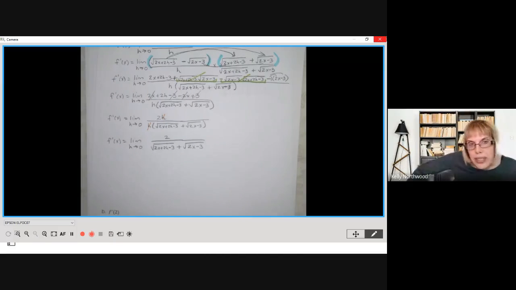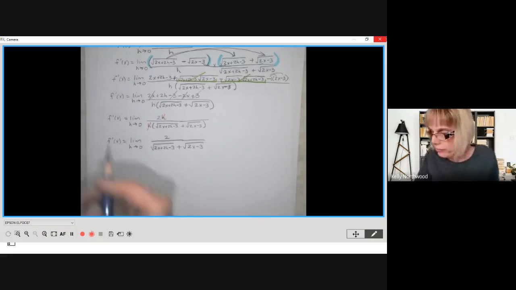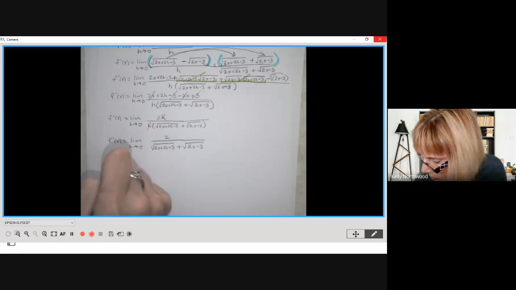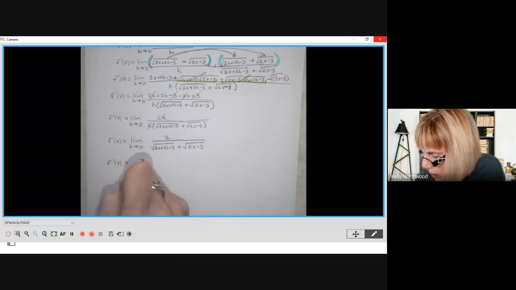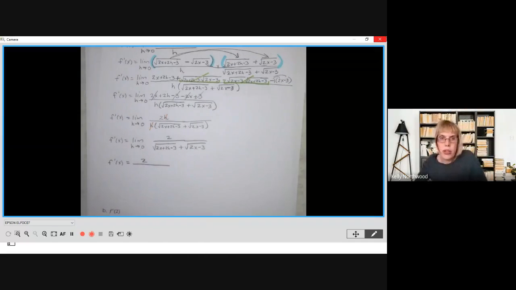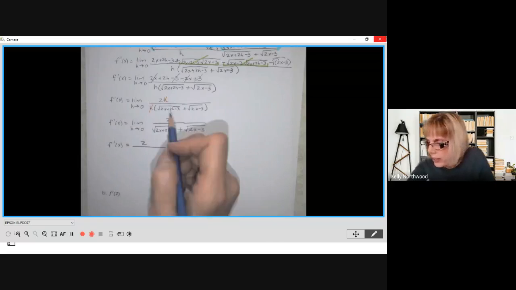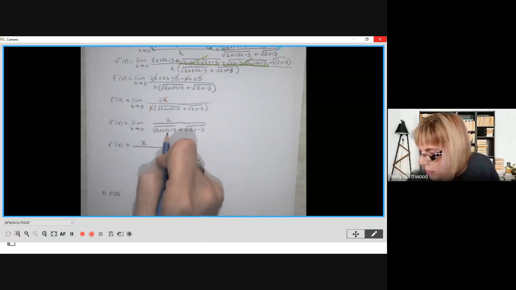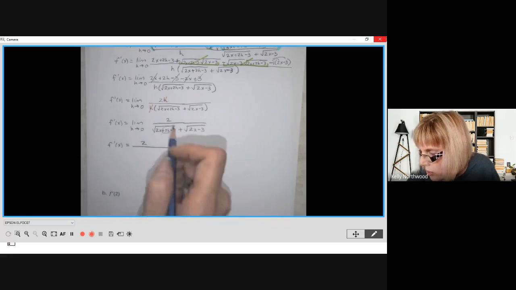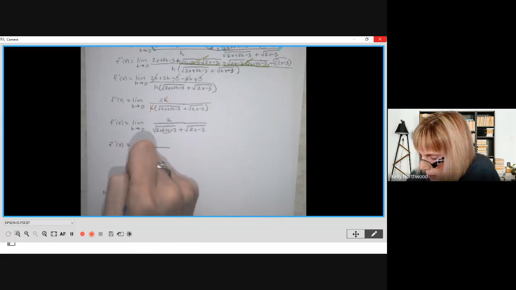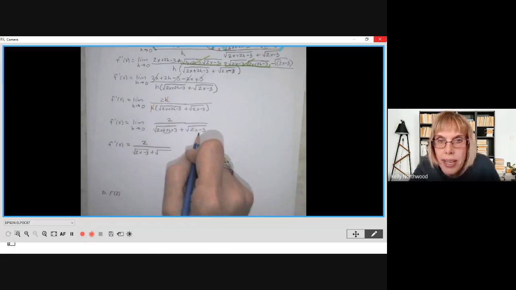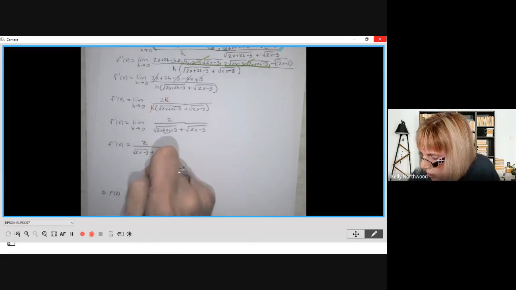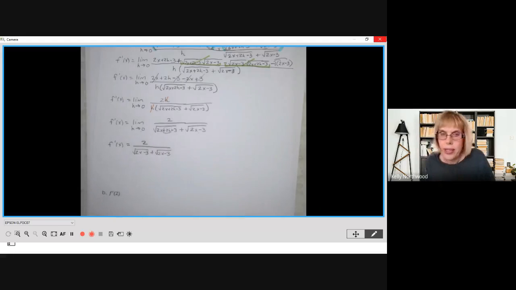So now we're able to let h approach 0. As h approaches 0, it doesn't affect the numerator. There's no h in the numerator. In the denominator, I've got the root of 2x plus 2h. So as h approaches 0, 2h approaches 0. So this is just going to become the root of 2x minus 3. And then this one doesn't have an h in it. It's not affected by h approaching 0. So it's going to stay root of 2x minus 3.